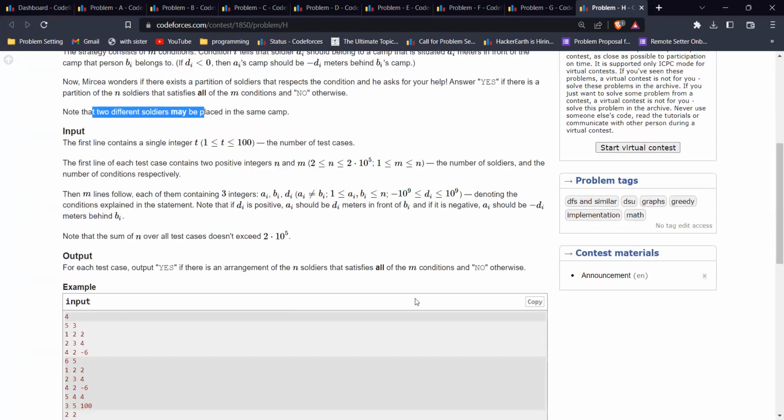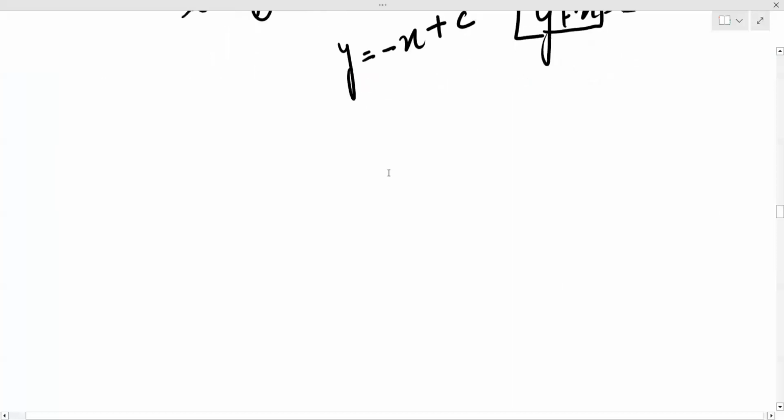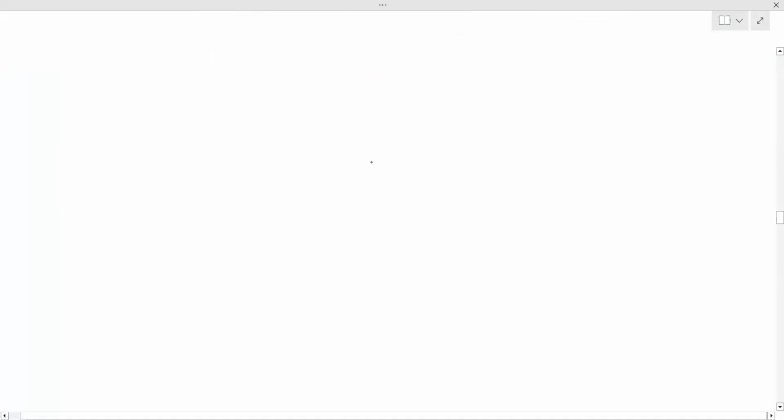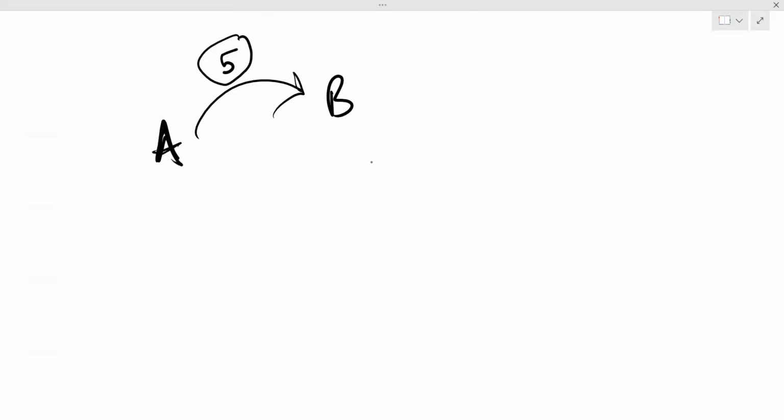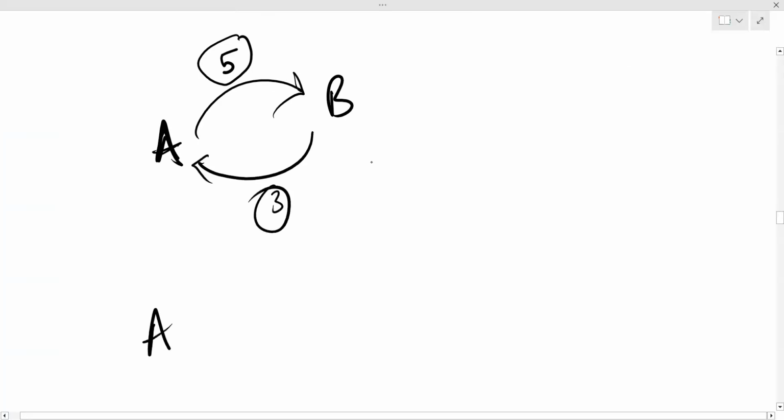So see, when will the answer be yes, and when will it be no? We will have no only when we have a contradiction, like A is 5 meters ahead of B, and A is also 3 units behind B. So this is a contradiction, right?